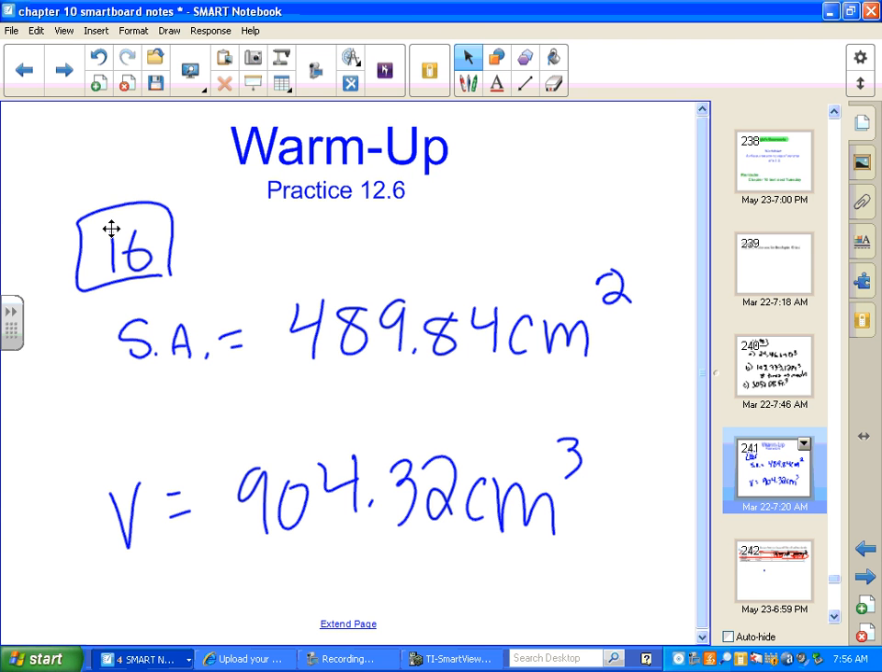Because think about it. When you're finding surface area of a sphere, you're finding the distance around. When you're finding half of it, you're finding the distance around half of it. You're not finding the bottom. Okay? A circle doesn't have sides.